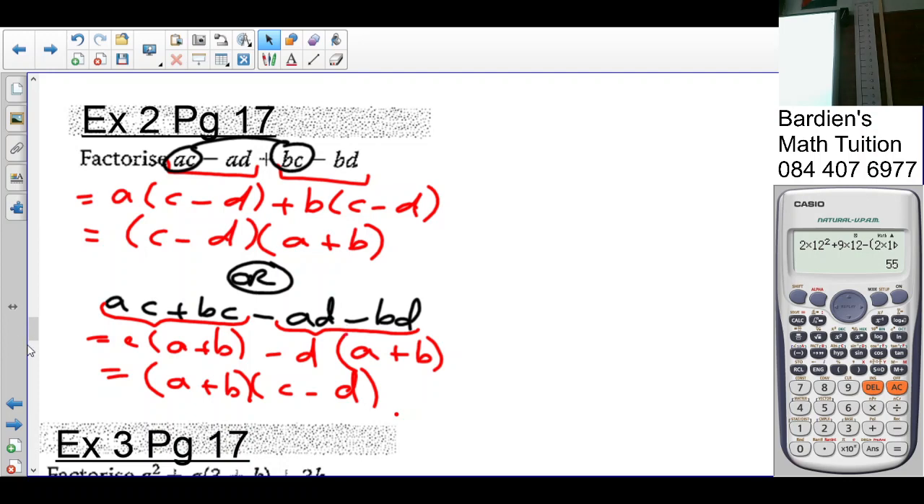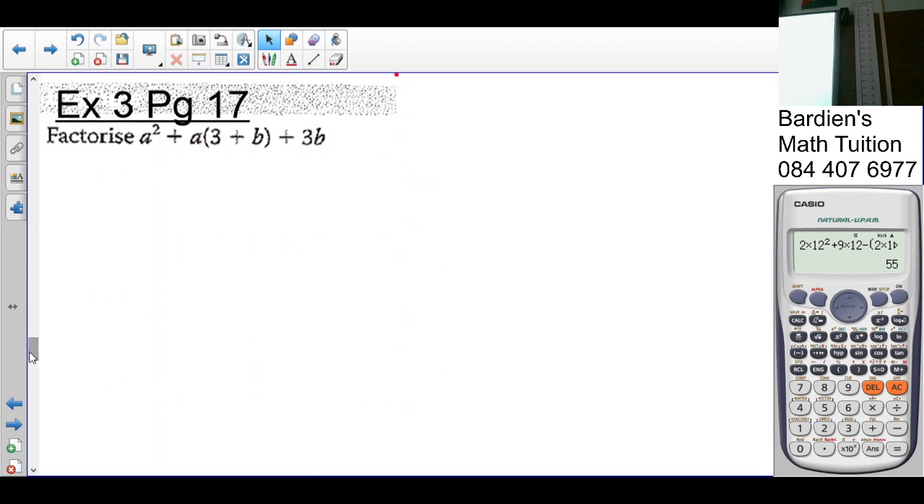Here's the next one. Example 3 on page 17. What do you think we're going to do first here? Times it in. Get rid of the brackets. Because if you look at a squared and 3b, there's nothing common here. There's nothing we can do there after. You understand? So yes, you're absolutely correct by multiplying that in first. So multiply, and then you group and factorize it.